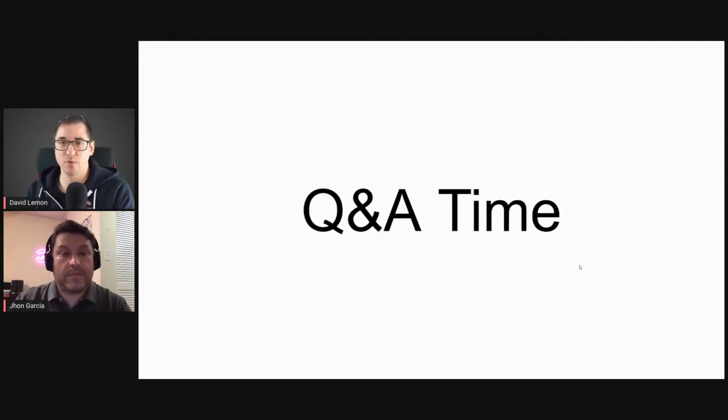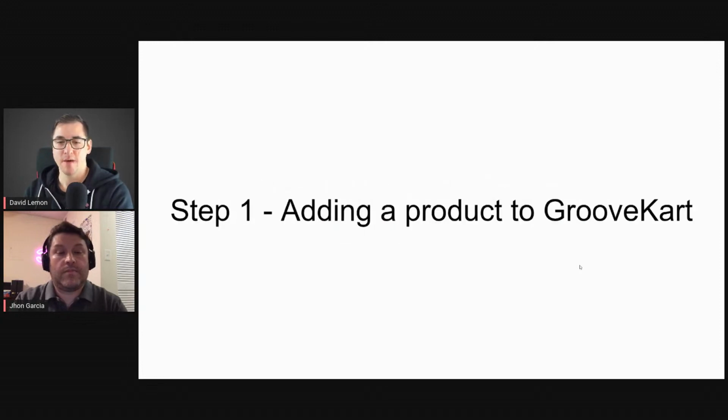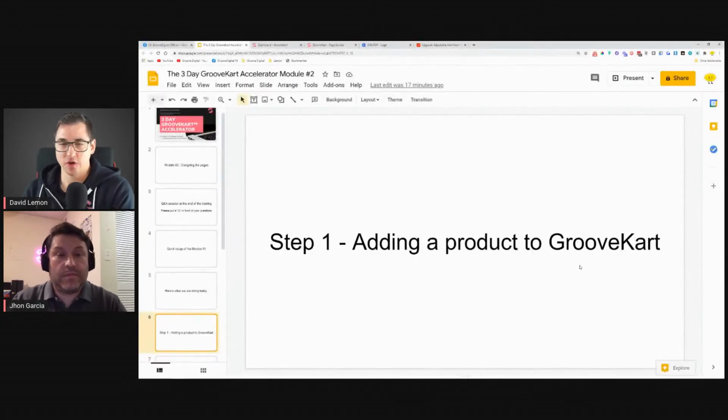And then after that, there will be the Q&A time. So this is like a short overview. We'll go into detail and we'll be editing this presentation so you'll be able to get it. But the step number 1, adding the product to GrooveKart, this is where we are starting. So John, what is needed in order to add a product to GrooveKart?